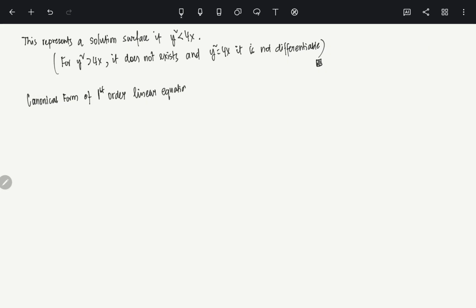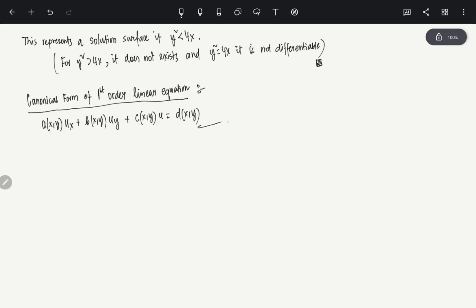What we are trying to achieve here is this. Let's say you are given an equation which looks very complicated, very big. For example, a general first order equation will look like this: a(x,y) u_x plus b(x,y) u_y plus c(x,y) u equals d(x,y). This is the equation which is given to us, and we want to put it in a standard form. Let's call it star.